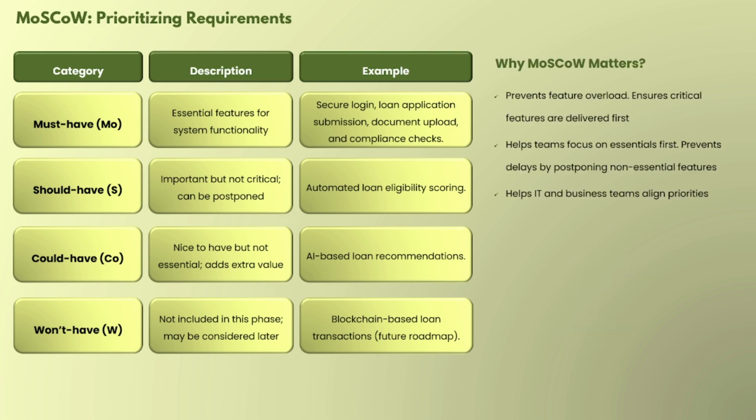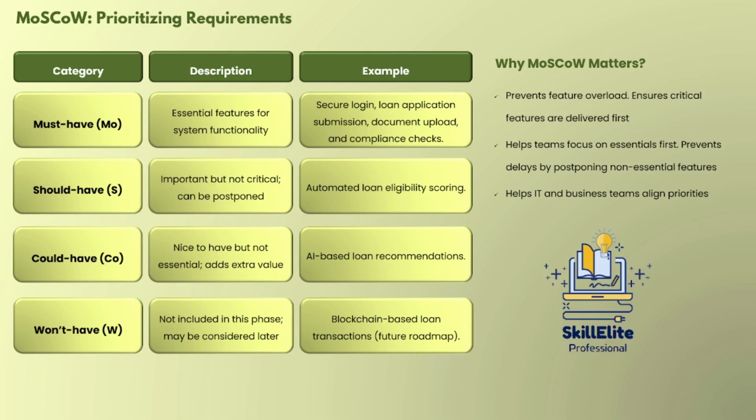Now let us see why the MoSCoW method matters. Well, it prevents feature overload, which ensures critical features are delivered first. It's quite simple. MoSCoW helps avoid overwhelming the project with too many requirements by clearly categorizing what's essential. This ensures the team delivers the most critical features first, improving focus and reducing unnecessary work in the early phase of the project.